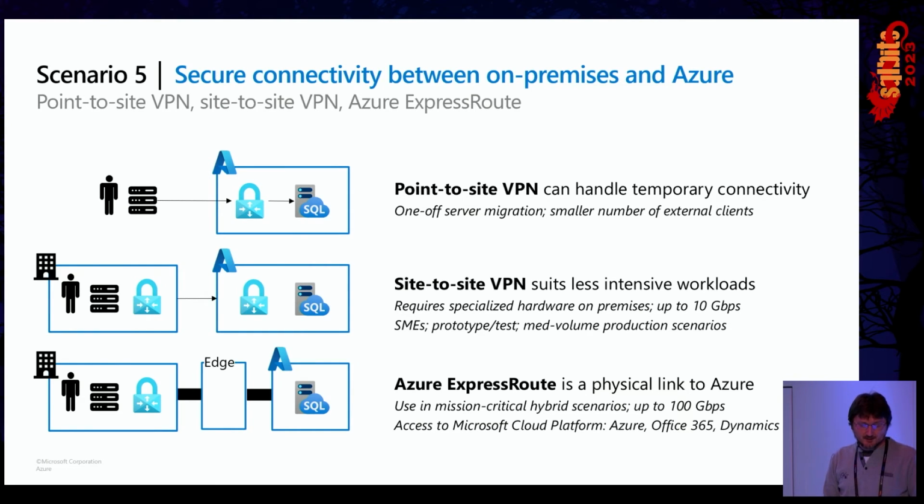You should consider Azure ExpressRoute if you're attempting mission-critical hybrid scenarios. And through this, you can get access to the entire Microsoft Cloud Platform, Azure, Office, Dynamics, whereas site-to-site VPN will only let you access Azure.